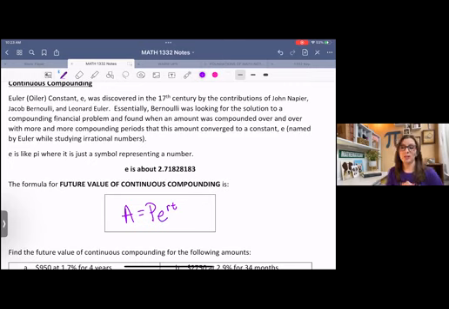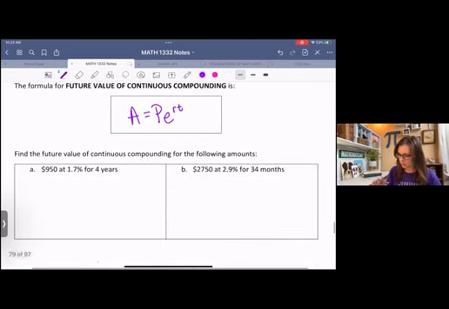This is not necessarily a common type of interest. You can't really go to a bank and ask for this, but I think there are some retirement products or special cases where this is used. So in these problems, we're looking for a future value of continuous compounding. There's our clue that we're using this formula: it has to say continuous. It doesn't have an n like in the previous compounding problems, because it's compounding over and over and over again.